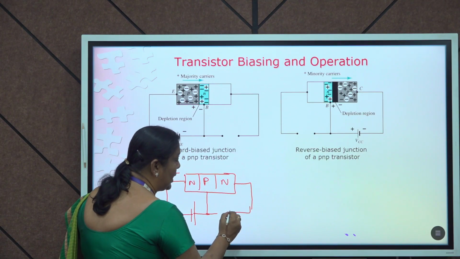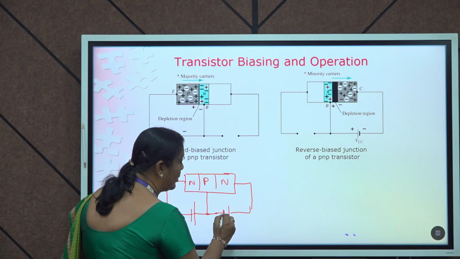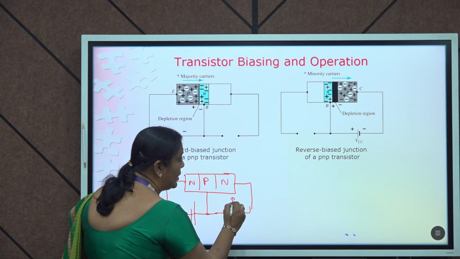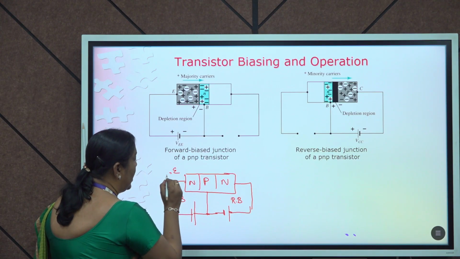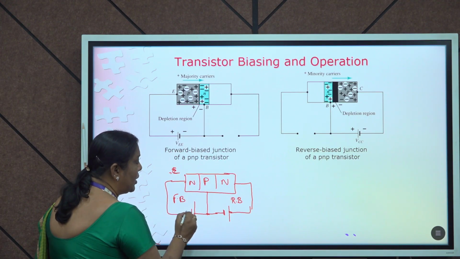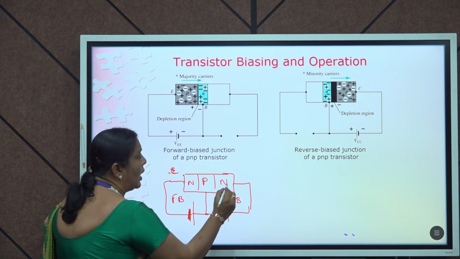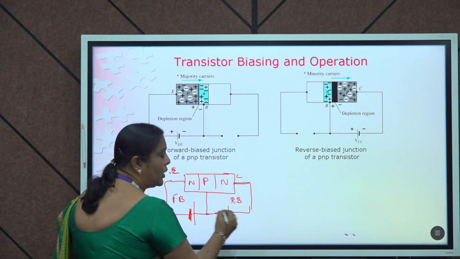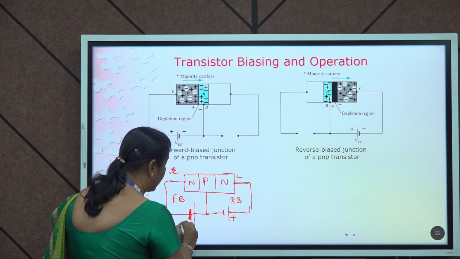So, reverse bias: the collector is connected to the positive terminal of the power supply, and the negative can be connected to the base terminal. This is called reverse bias, and this is called forward bias. The emitter terminal is connected to the negative polarity of the power supply, and the collector terminal is connected to the positive terminal, which is called reverse bias.